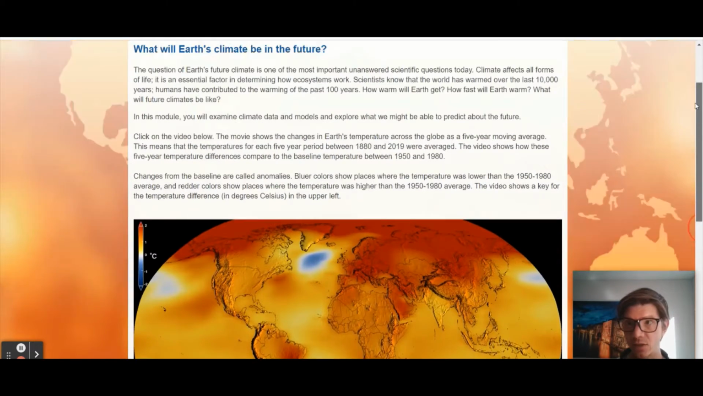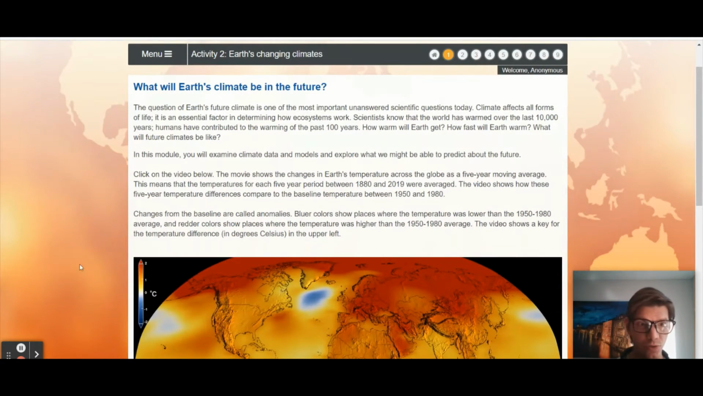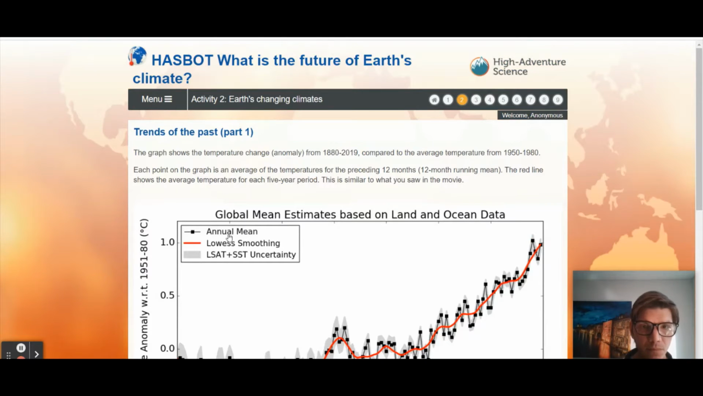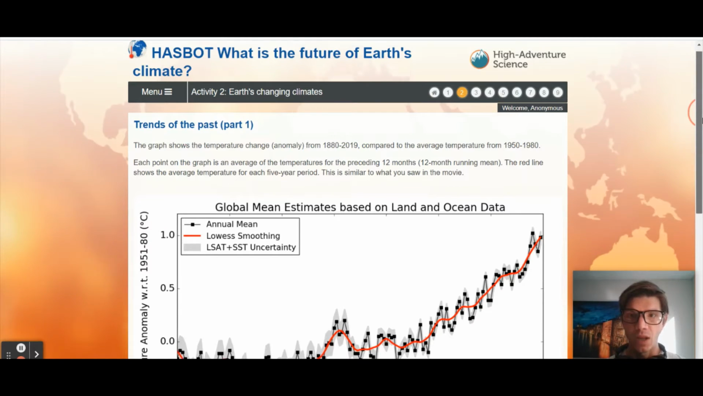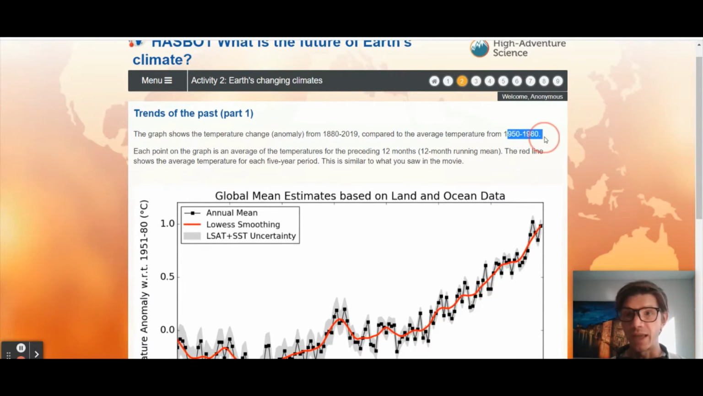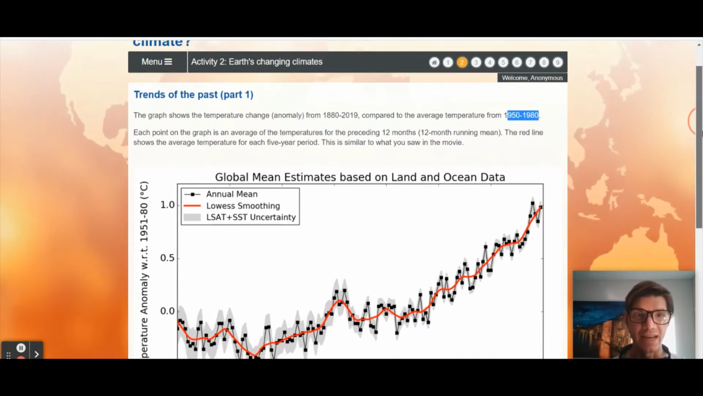All right, so let's take a look at the next section, section 2. In this graph, we're looking at global mean estimates based on land and ocean data. This is going to show us the temperature change, or the anomaly, from 1880 to 2019 compared to that average we were looking at between 1950 and 1980.